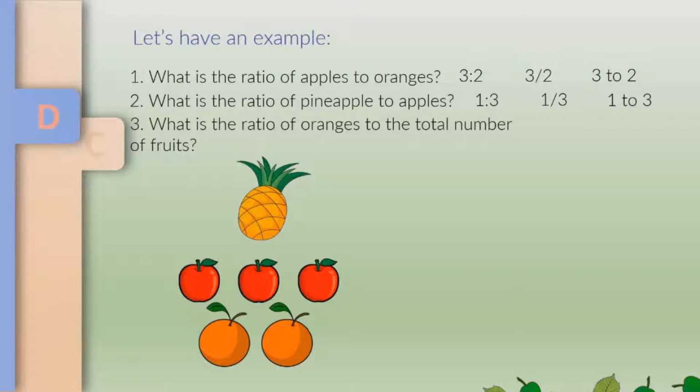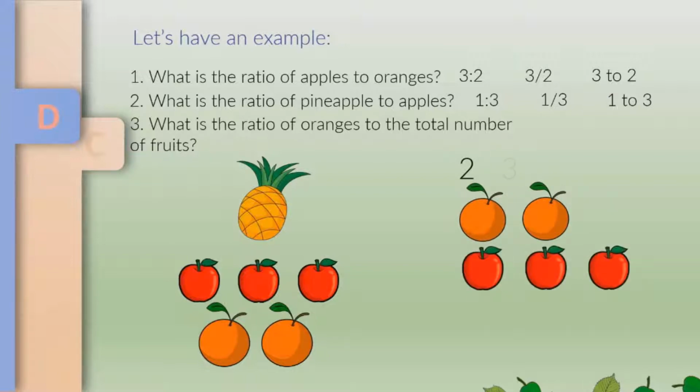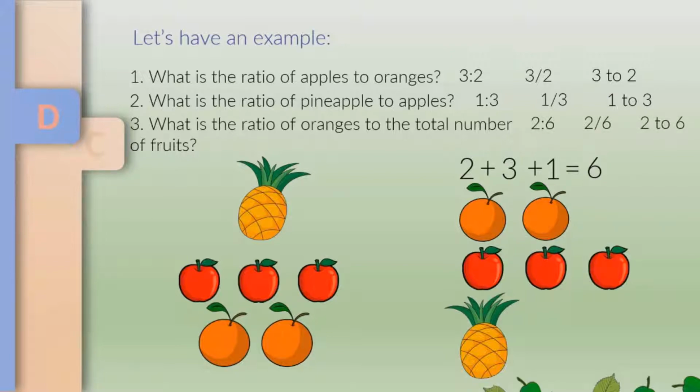We need to know the total number of fruits, and we know that the number of oranges is 2, apples is 3, and 1 pineapple. Add them all up, and you will get 6. So the answer to the question, what is the ratio of oranges to the total number of fruits, is 2 to 6, 2 over 6, or 2:6. Got the right answer? Cool!